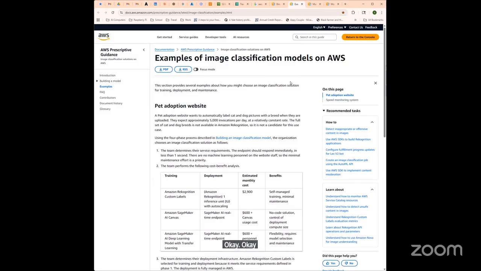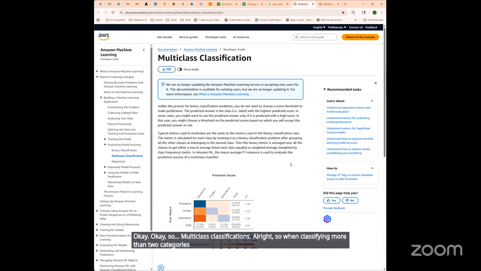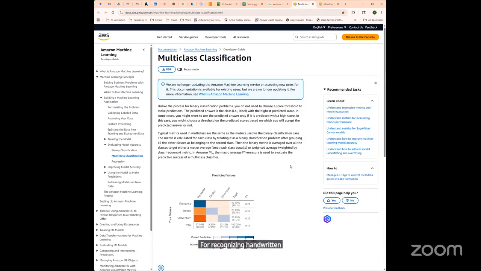Multi-class classification. When classifying more than two categories, the matrix expands to n by n dimensions, where n equals the number of classes. For recognizing handwritten digits 0 through 9, you'd create a 10 by 10 matrix. Each cell would show you how many true class examples were predicted as a given class.